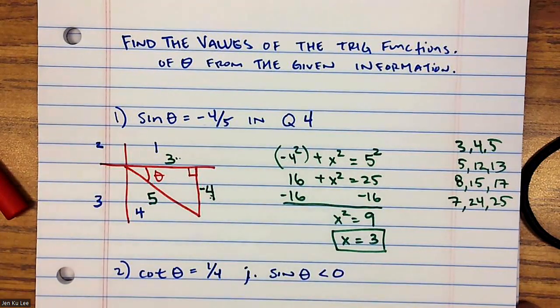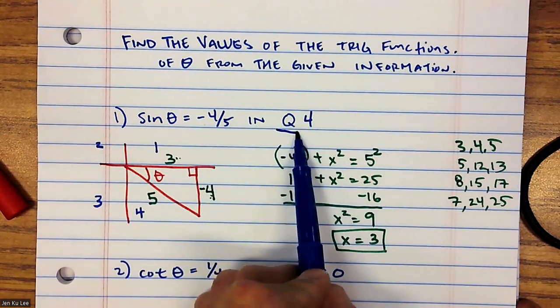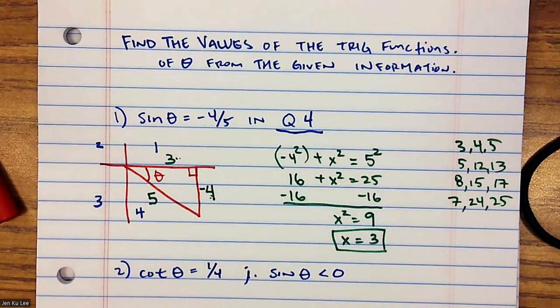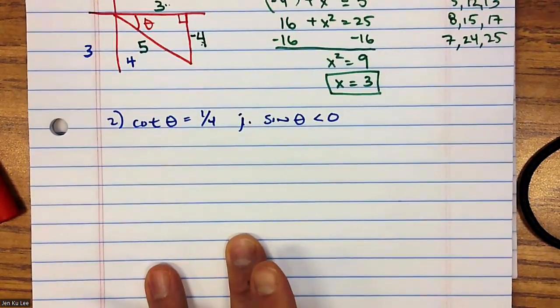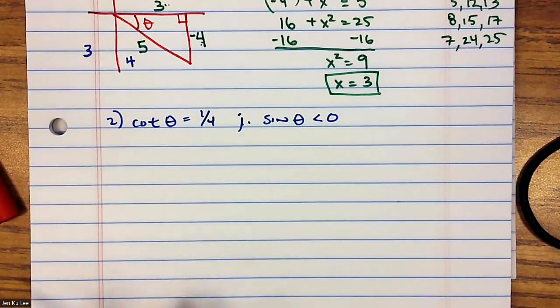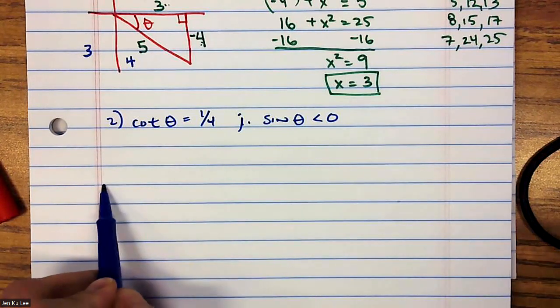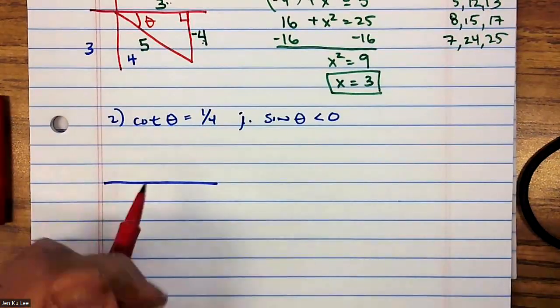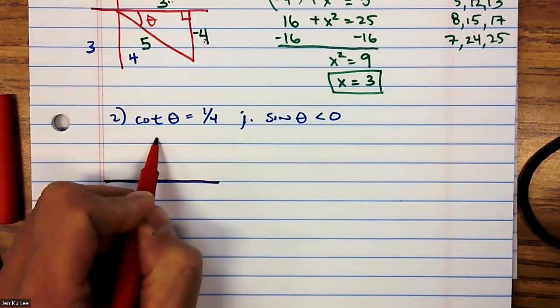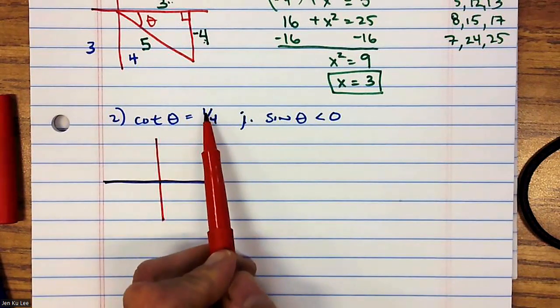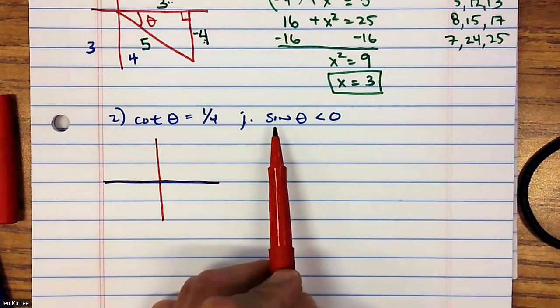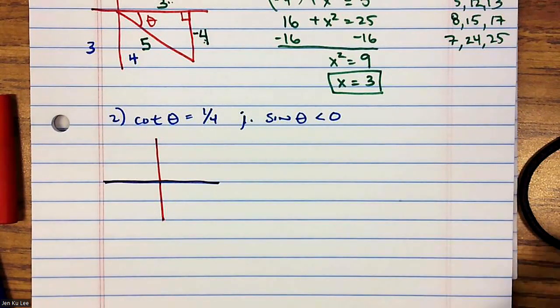Now notice that this example says in quadrant 4, so you're given a specific quadrant to draw your reference triangle in. This one in number 2, you have to think a little bit more. Draw a graph. It says cotangent is positive 1/4 and the sine is negative.